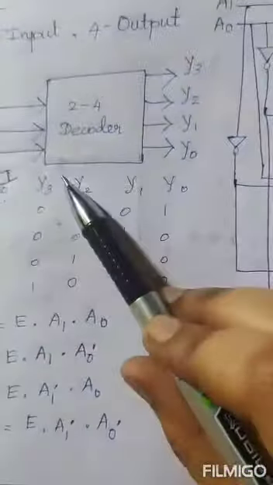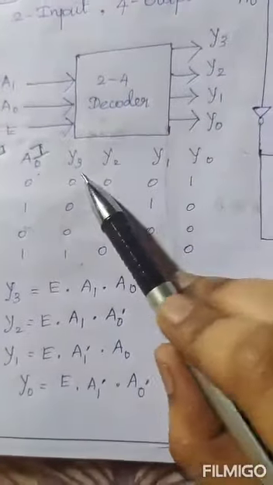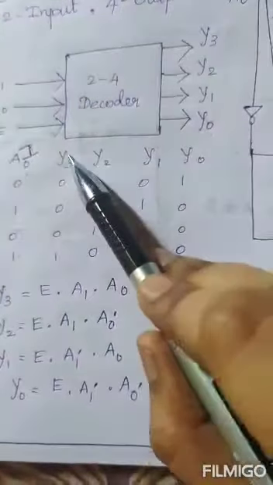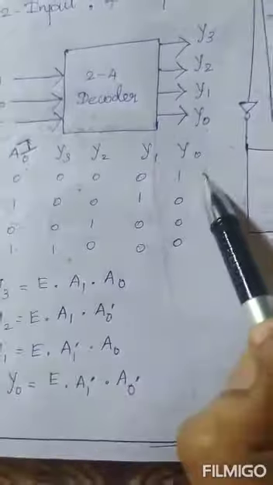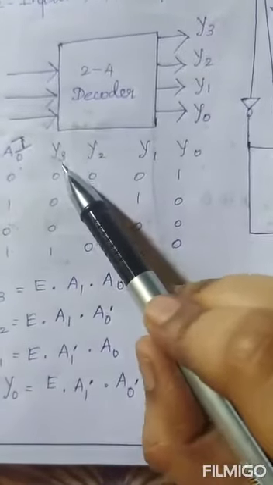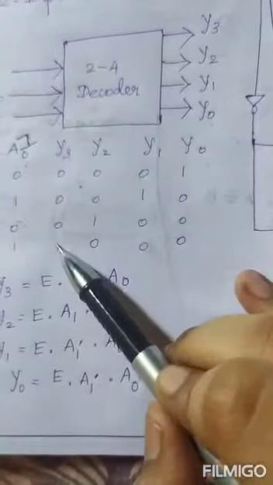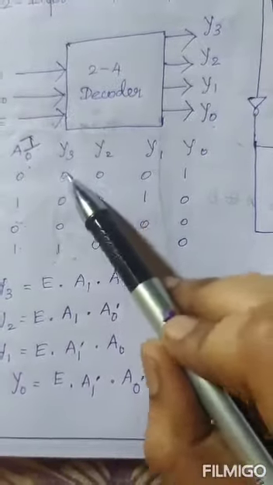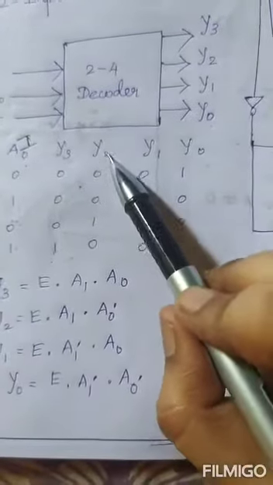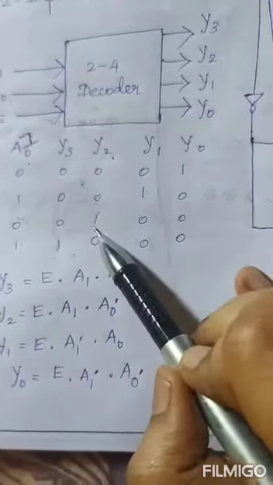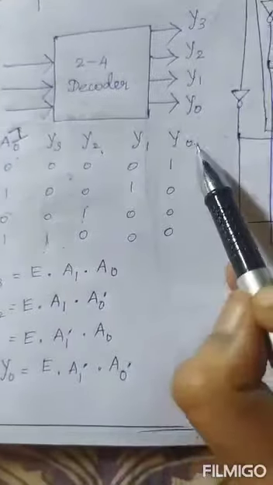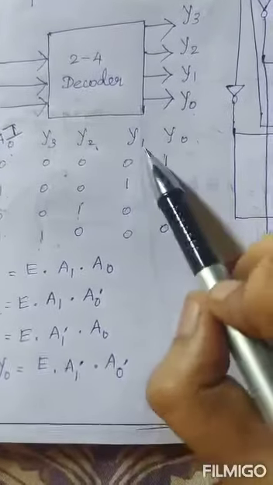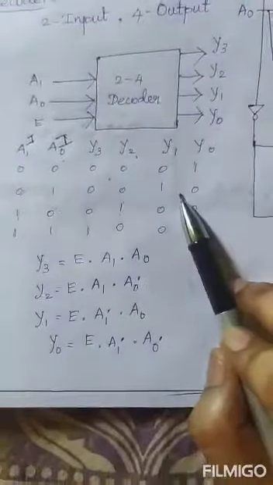Now we are going to see the output part. In this output part, the names are Y3, Y2, Y1, Y0. It means in this output the third place only the current flows, so there alone I put 1. Other places I just write 0. In this output the second place the current flows, so here 1. Here the first place. Likewise I have now completed the truth table.